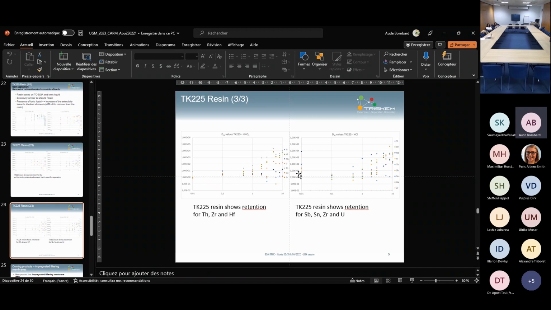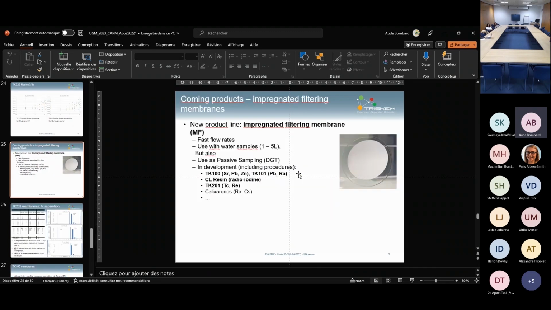Okay, so this is about it for the new resin, or the not so known resin. And now I'm presenting some coming products. There are some impregnated filtering membranes, which will allow for very fast flow rates and use with very large volumes of water, but they can also be used in passive sampling.